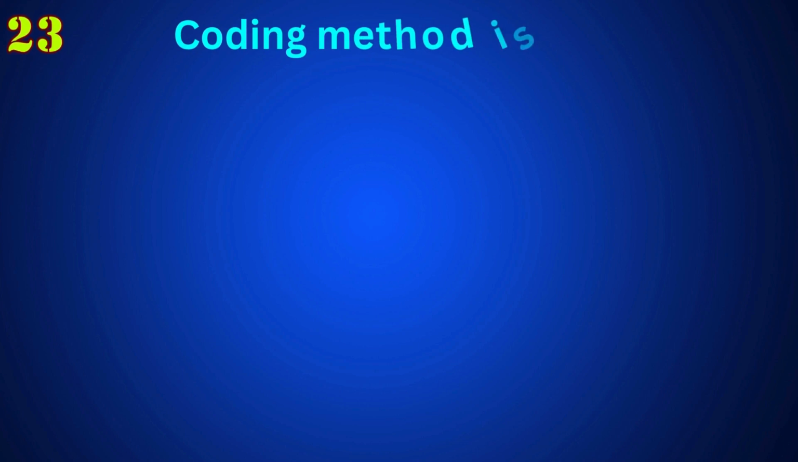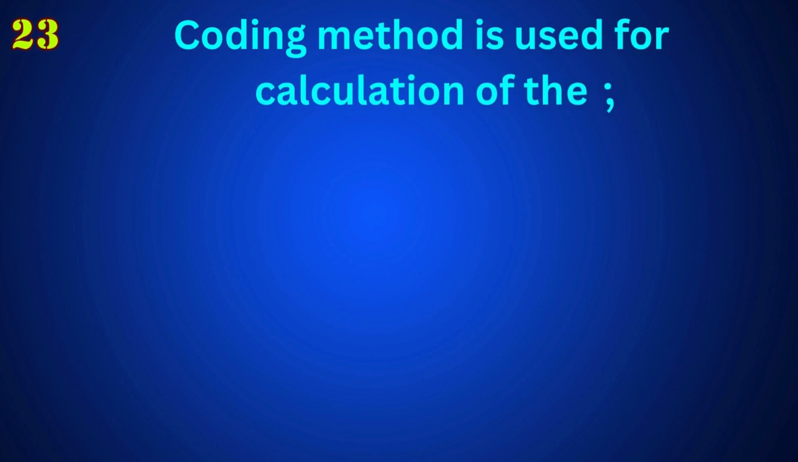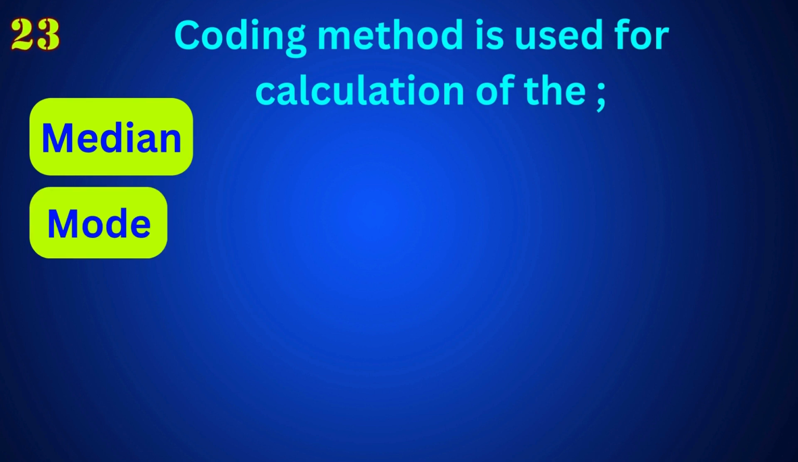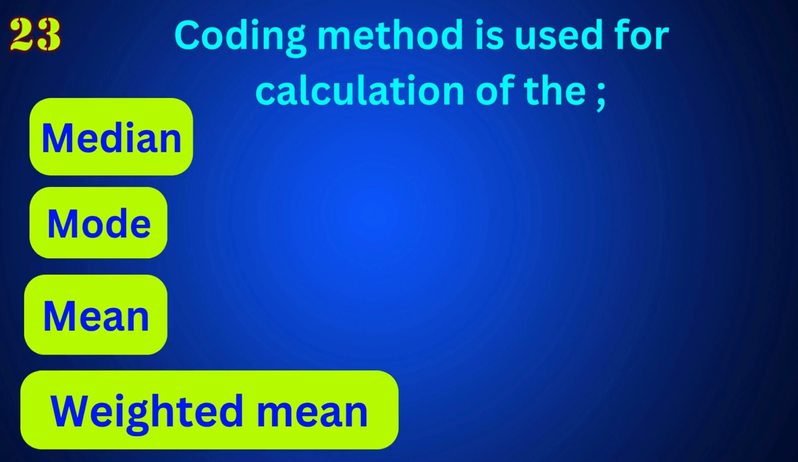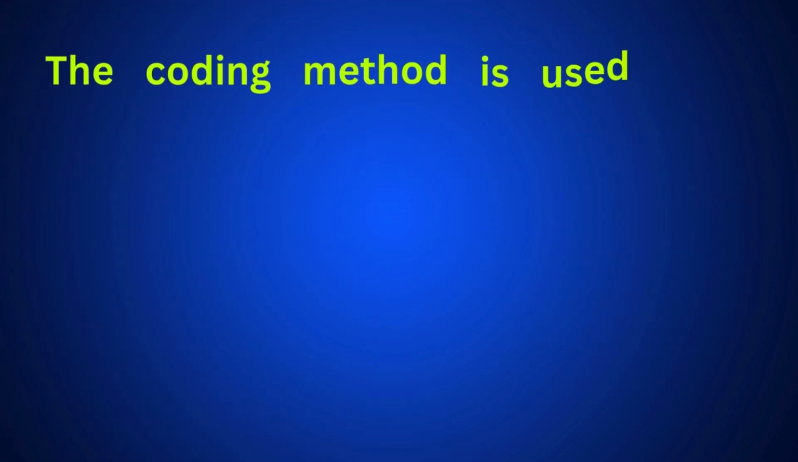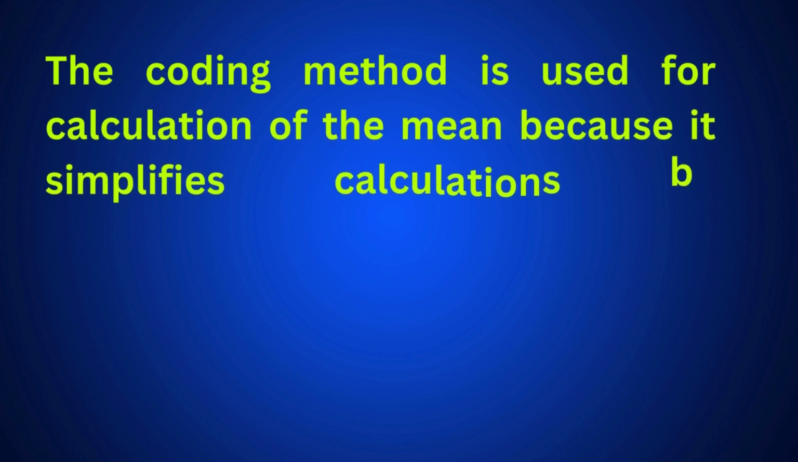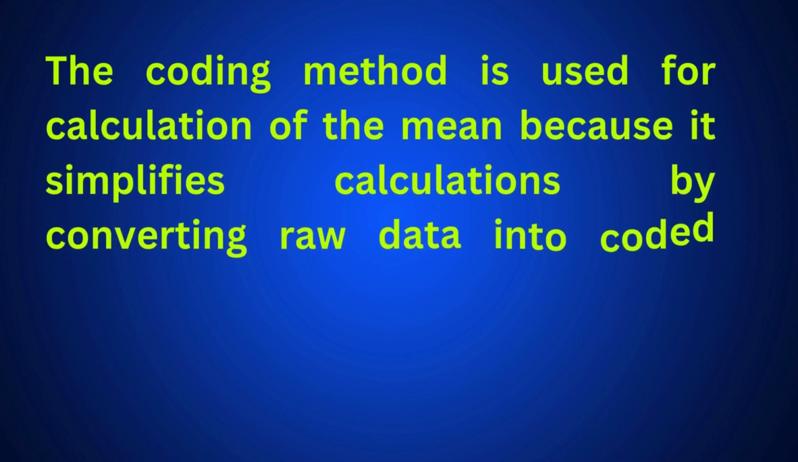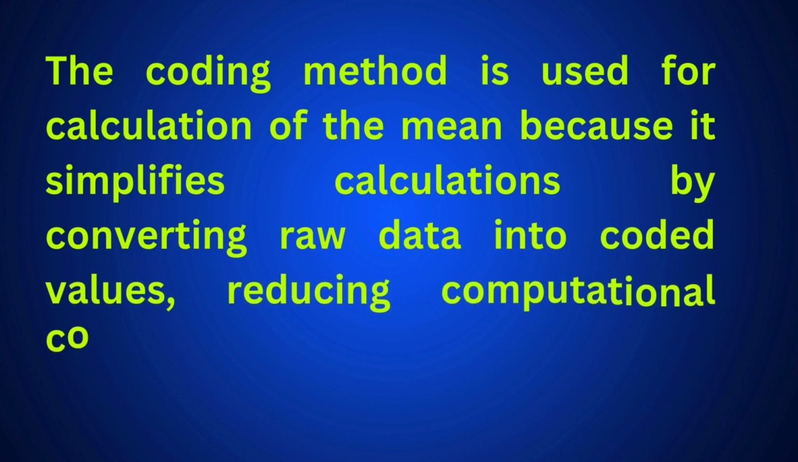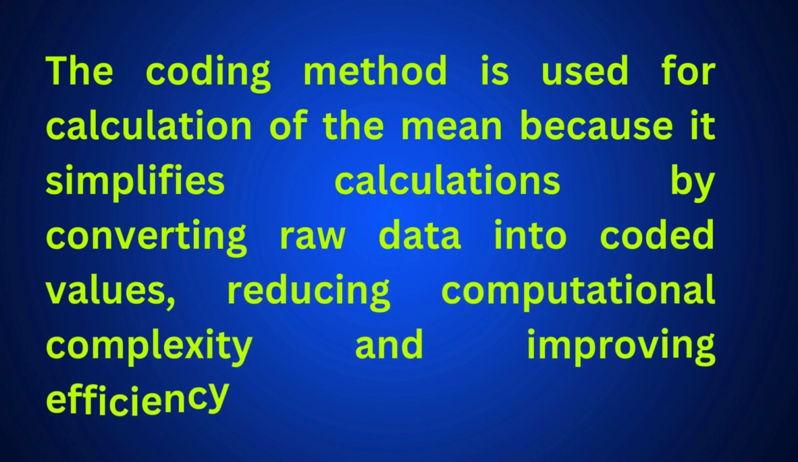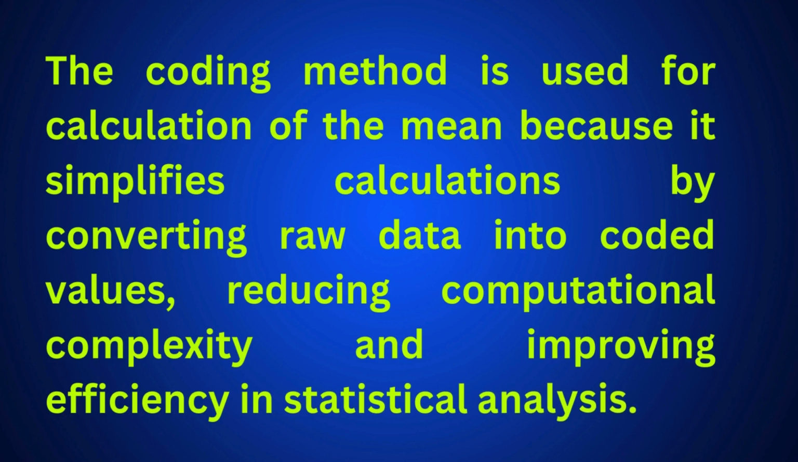Coding method is used for calculation of the. Options are median, mode, mean, weighted mean. Right option is the mean. The coding method is used for calculation of the mean because it simplifies calculations by converting raw data into coded values, reducing computational complexity and improving efficiency in statistical analysis.